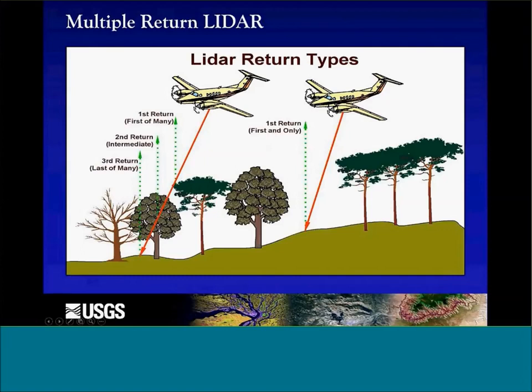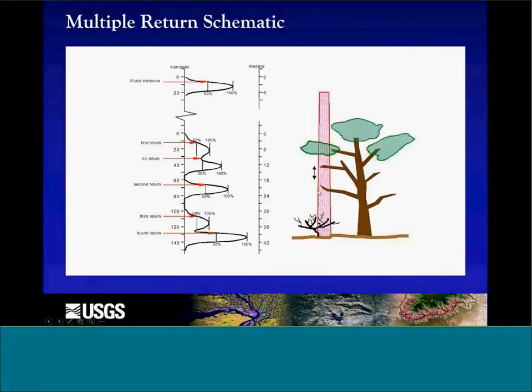Sensors a good while back could collect 3, 4, maybe 5 returns. Some now can collect upwards of a dozen. And as a schematic, this shows the more scientific sort of approach to it.